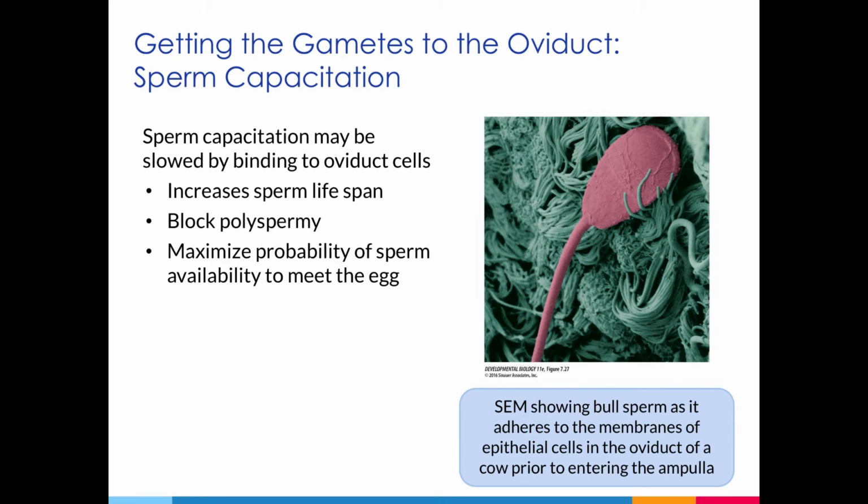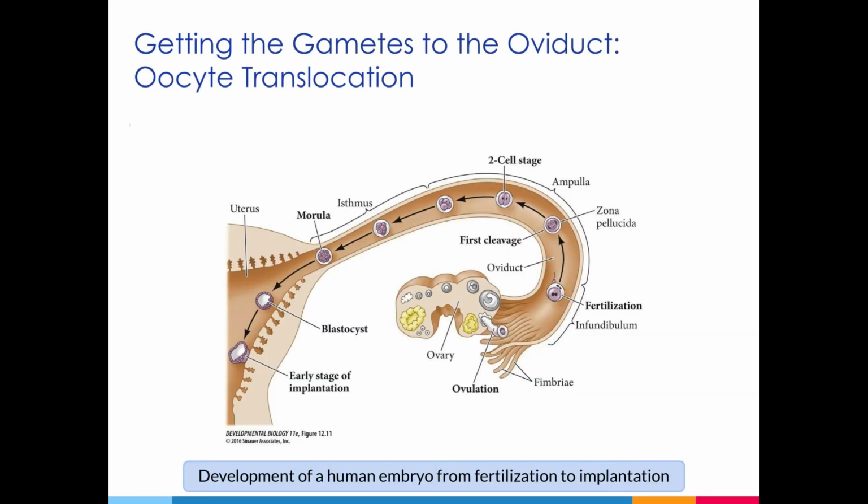Although the process of capacitation is facilitated by the female reproductive tract, it is also controlled and slowed by the interactions between the sperm and the cells of the reproductive tract. Once the sperm reaches a region of the oviduct that is known as the isthmus, the sperm attaches to the epithelium of this region. And this attachment of the sperm serves to increase the lifespan of the sperm in the event that an oocyte is not available at the time of copulation.